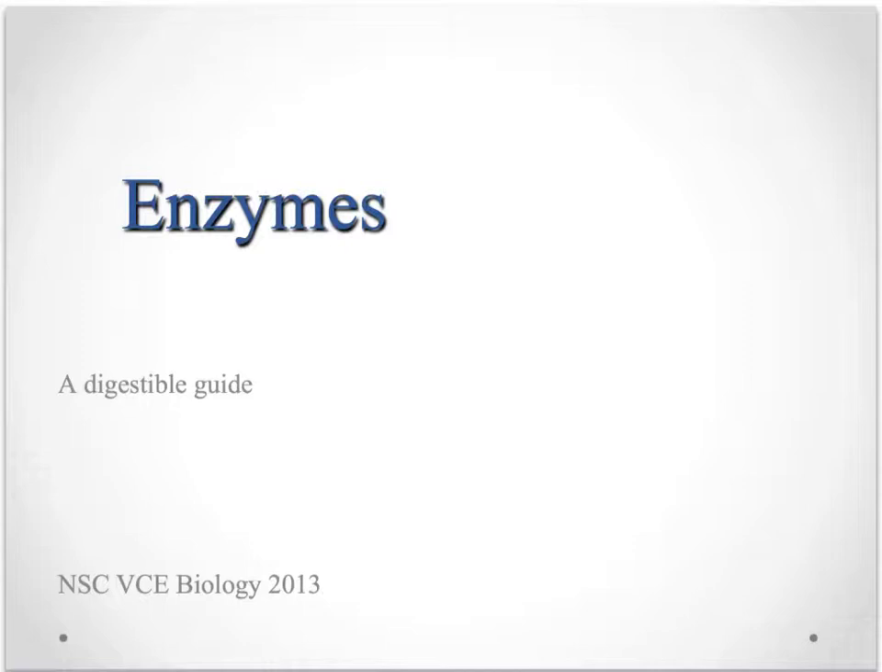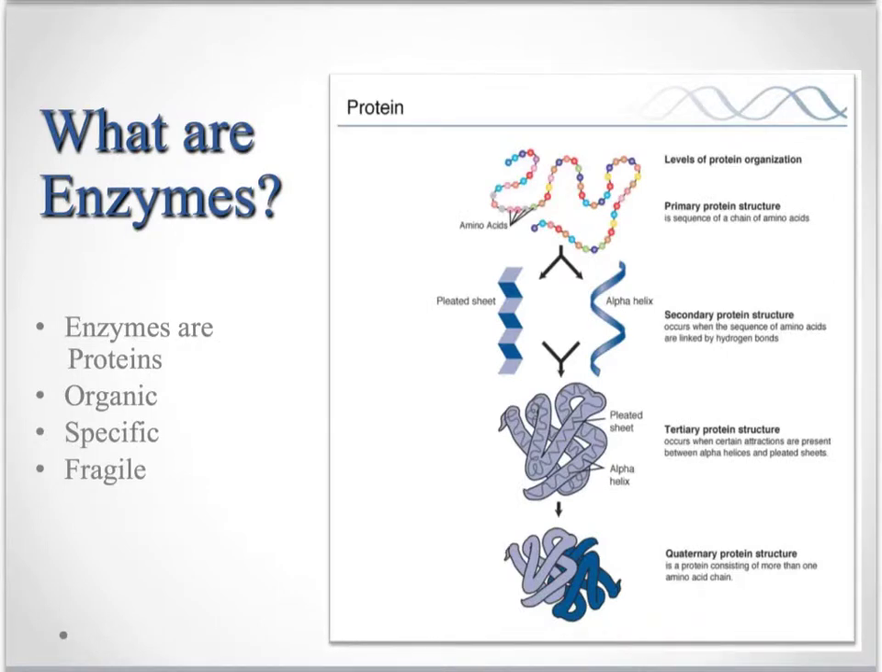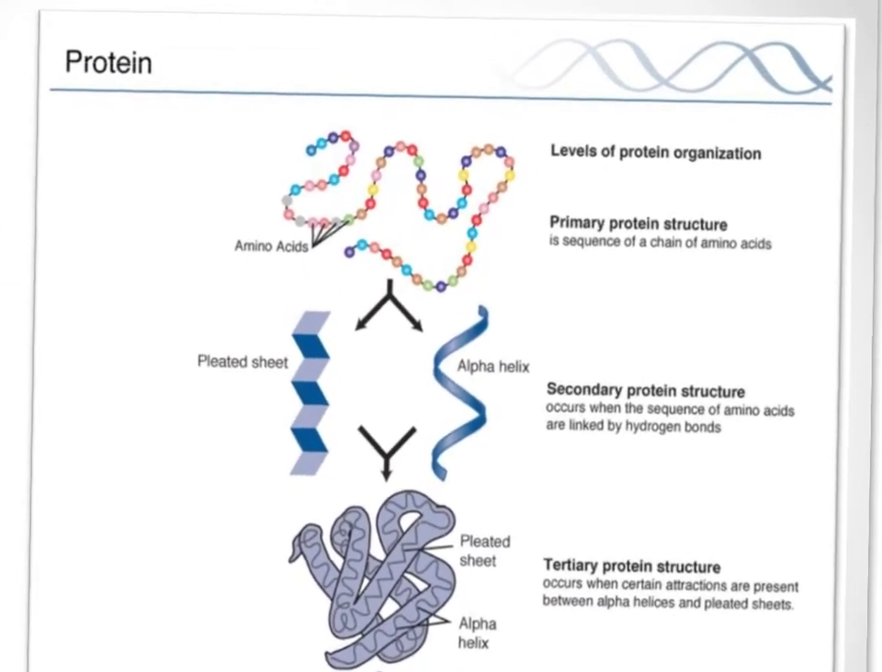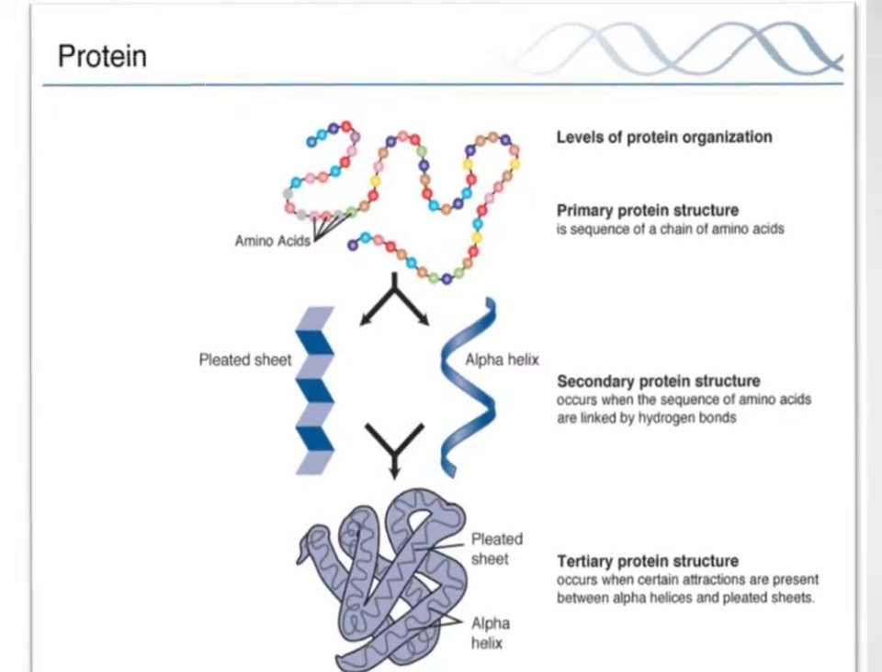We're going to begin with enzymes, which is going to be the subject of our third and final SAC for Unit 3. The most important thing to remember about enzymes is that they are proteins. And like all proteins, they have 3 or 4 different levels of structure.